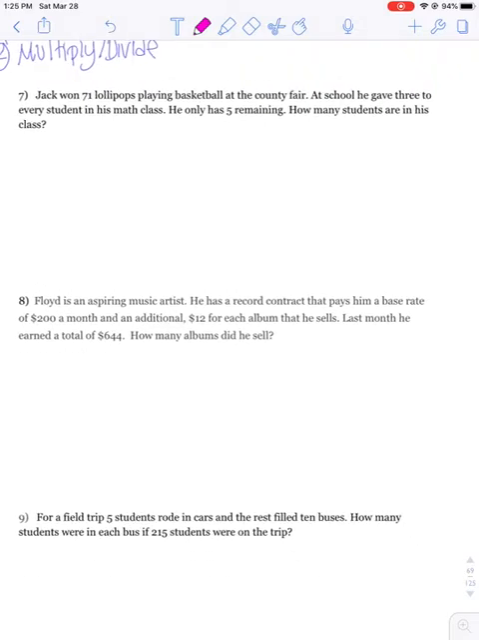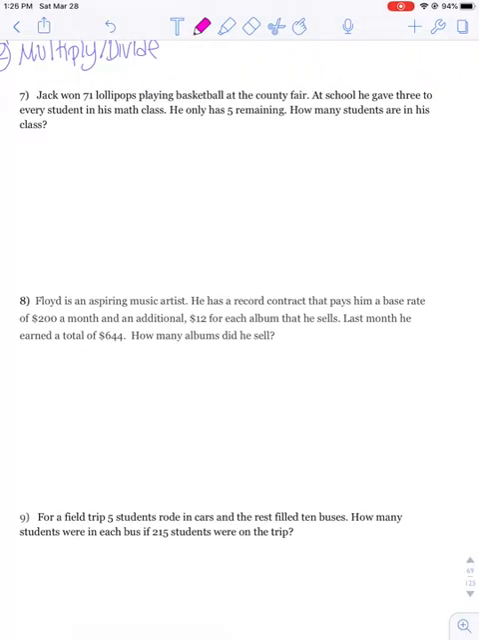All right, hopefully you are ready to go over problem 7. I'm going to do the strategy of circling my Q and R's, and then I'm going to do LESS down below. So it says Jack won 71 lollipops playing basketball at the county fair. At school, he gave 3 to every student in his math class. He only has 5 remaining. How many students are in his class? So the quantity is going to be the students in his class.